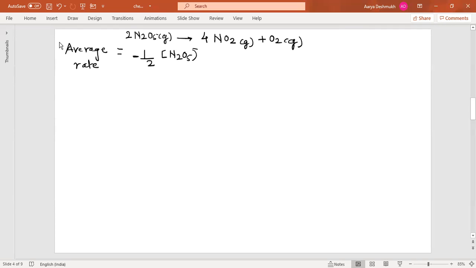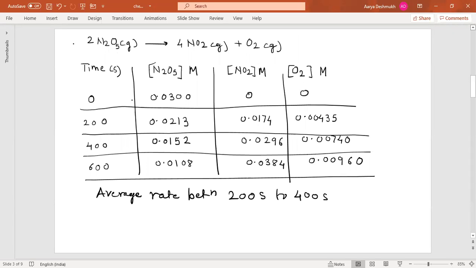As I told earlier also, this minus half is the coefficient of this 2, and this minus sign indicates that it is getting consumed. Okay, so this is equal to, now remember, we'll have to go to the earlier slide. Now we are supposed to calculate the average rate between 200 second and 400 second.